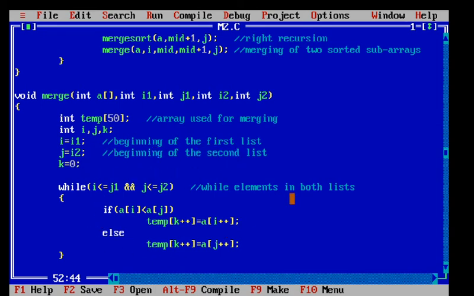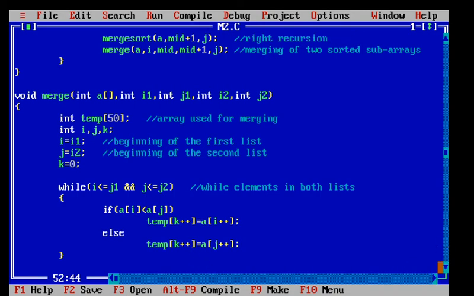Now, while elements remain in both lists, check while i is less than or equal to j1 and j is less than or equal to j2. Now if a of i is less than a of j, then we put temp of k plus plus equal to a of i plus plus, else temp of k plus plus equal to a of j plus plus. That means we sort these elements and put them into the temp array.